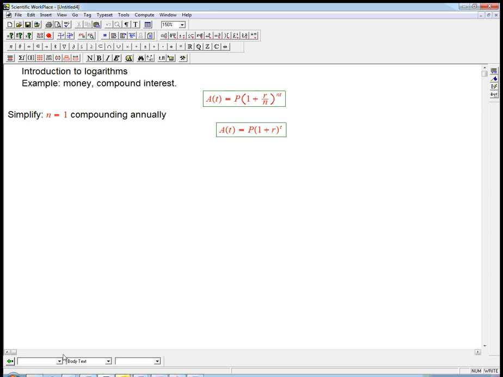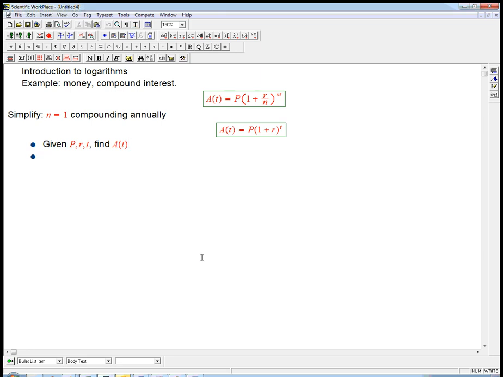One would be: given P, R, and T, find A of T. So that's just if I know the initial money, the known interest rate, and how much time, find how much money I have in the future. Okay, so that's predicting the future.